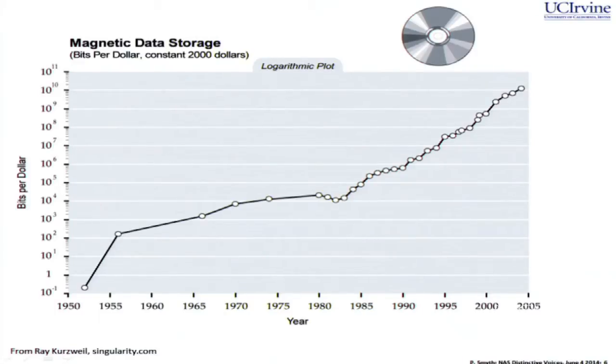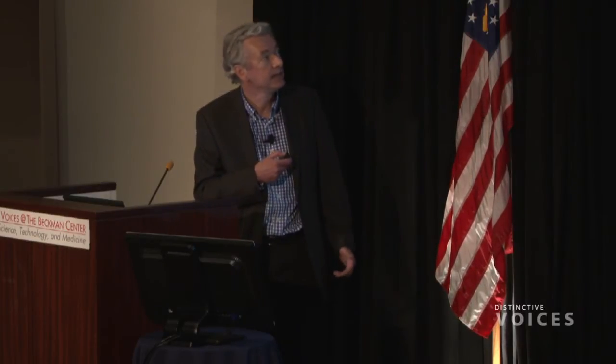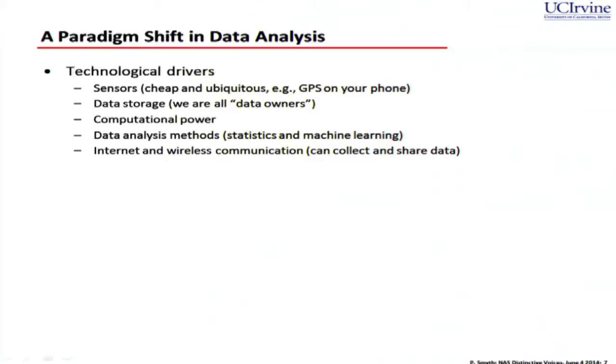So we have the ability to compute, we have the ability to store data. There's a few other things as well going on. They're all hardware driven. The sensors, satellites and GPS on your phone, these have become cheap and miniaturized and ubiquitous so we can collect and digitize data.